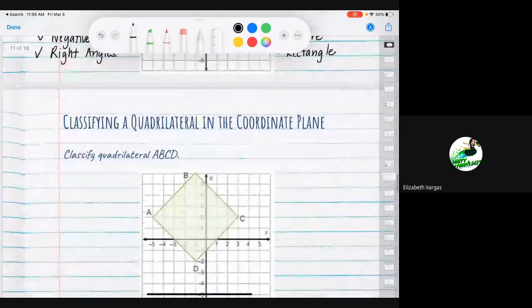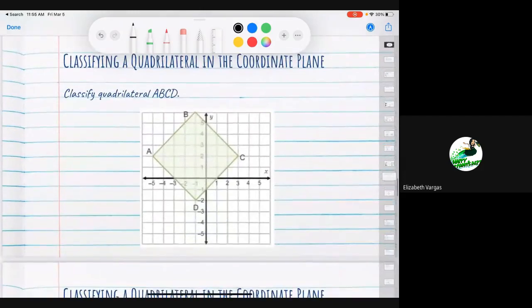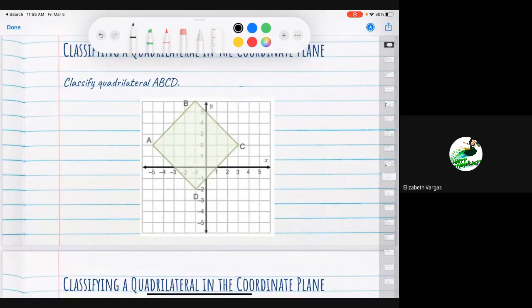Well, what we have to do is now find the lengths of the sides. If all the sides are going to be the same, then we have a square. If two sides are the same and the other two opposite sides are the same, well, then we have a rectangle.